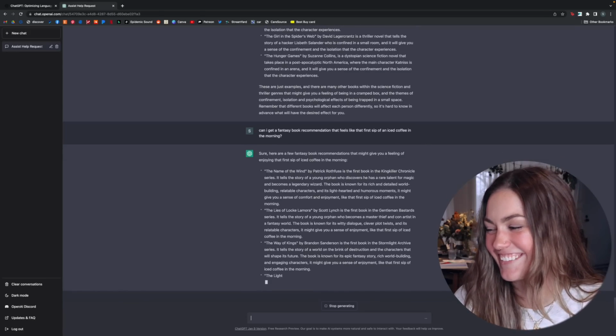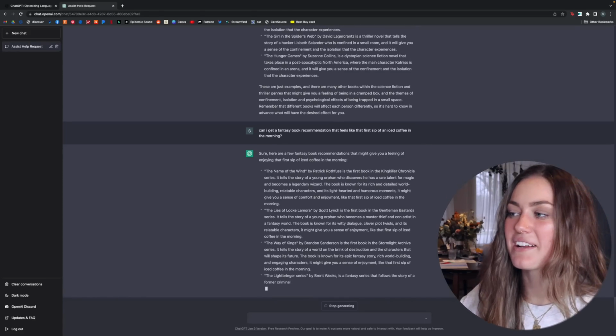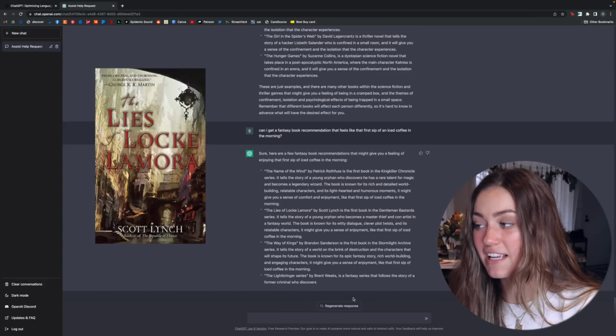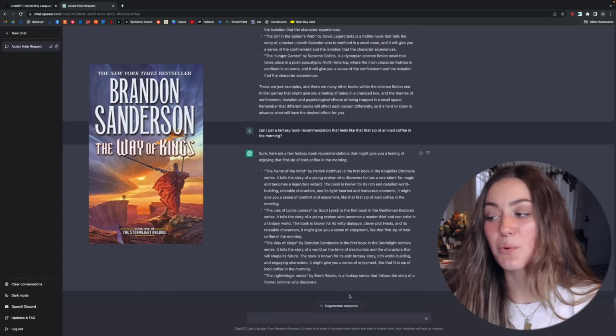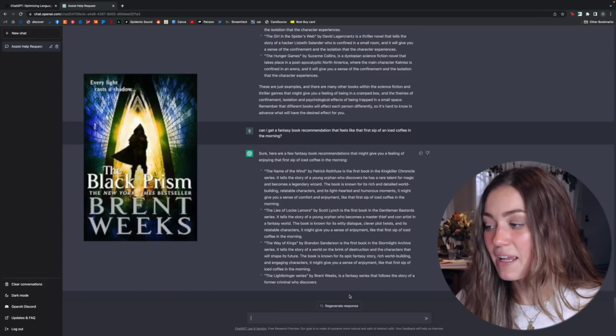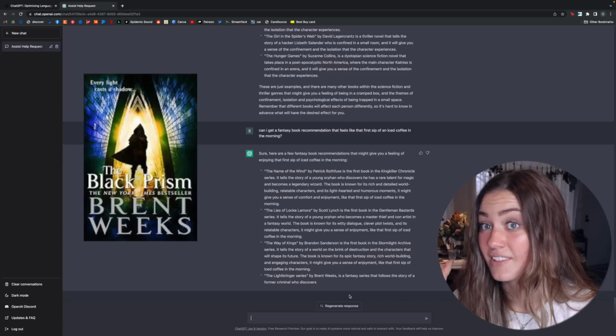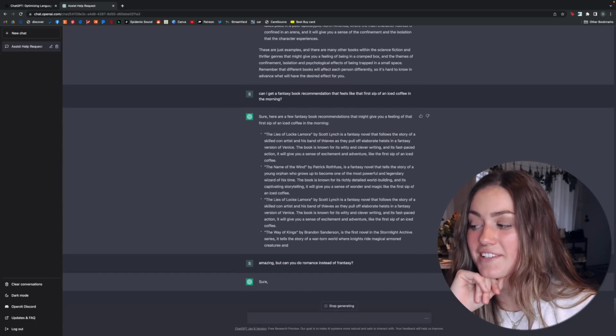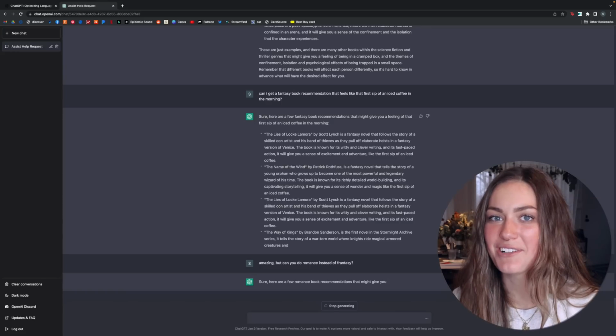It's so cute. Interesting. So we got The Name of the Wind by Patrick Rothfuss, The Lies of Locke Lamora by Scott Lynch. Chad really likes that book. The Way of Kings by Brandon Sanderson, and The Lightbringer series by Brent Weeks. Let's see. I'm gonna do amazing, but can you do romance instead of fantasy? I spelled fantasy wrong, but Chad understood me.